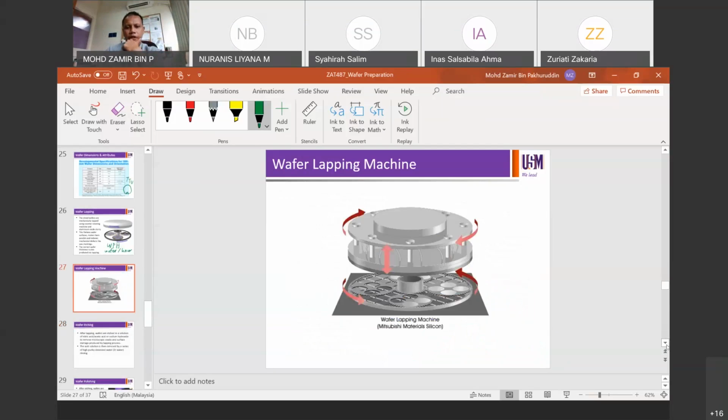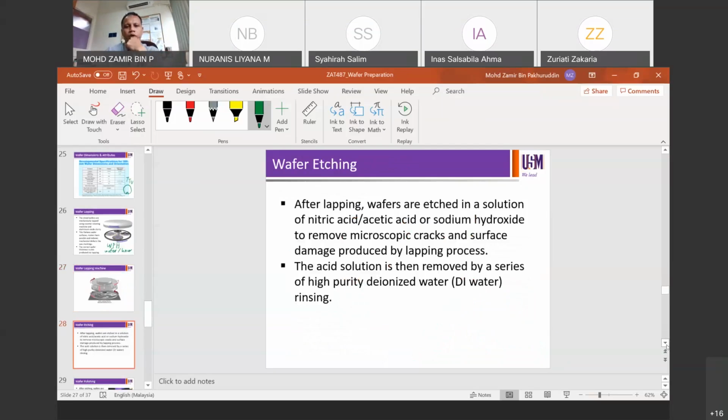So this is how the lapping machine by Mitsubishi looks like. So you have wafers there. After the lapping, wafers are etched again in a solution of nitric or acetic acid or sodium hydroxide to remove microscopic cracks and surface damage produced by the lapping process.